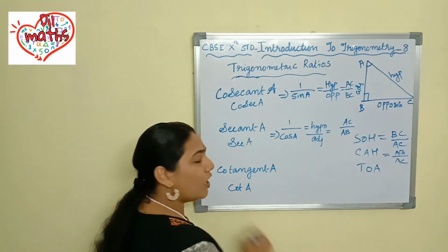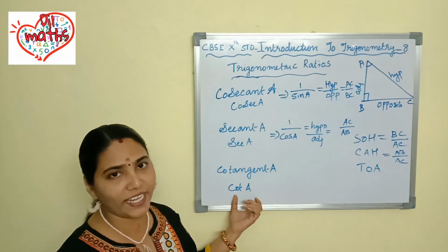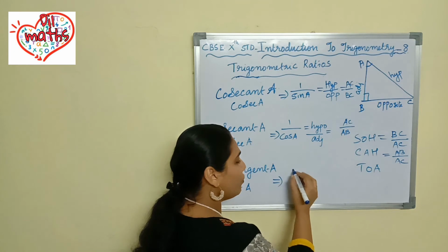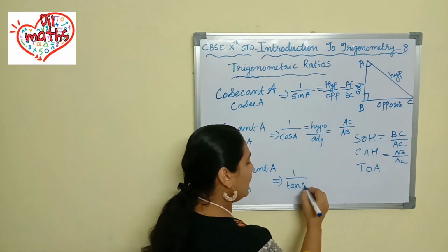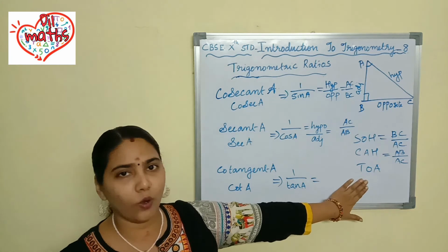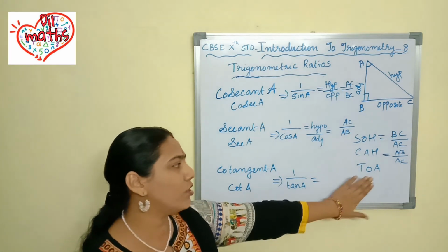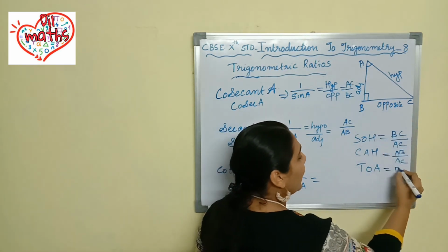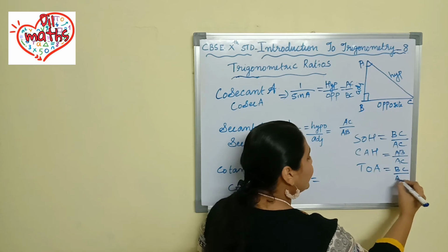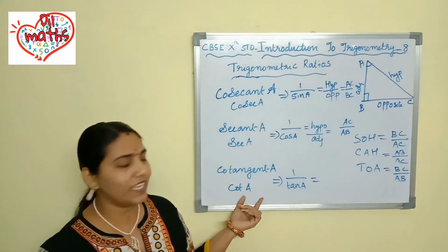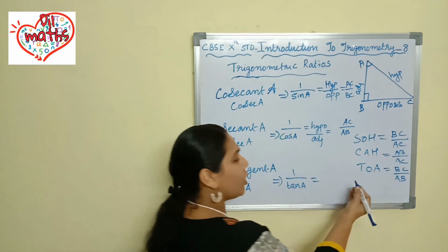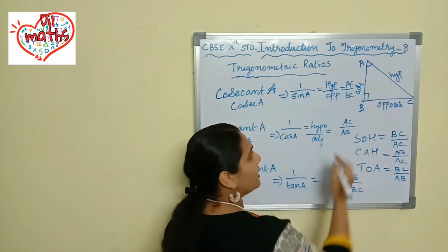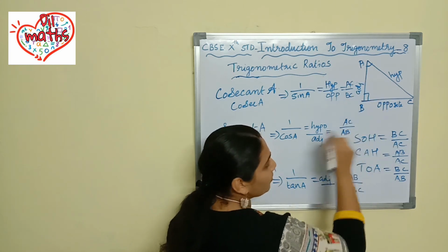Now we are going to cotangent. That means we can call it cot A. So what will be cotangent, or cot A? Cot A will be the reciprocal of tan, that means 1 by tan A. I told you what is tan: tangent is equal to opposite side divided by adjacent side. What is opposite side here? BC. And what is adjacent side here? AB. So what will be cot A here? Reciprocal of this tan is AB divided by BC. That means adjacent divided by opposite side.